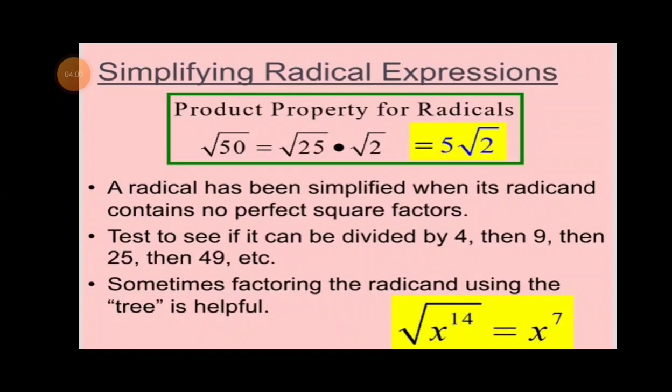A radical has been simplified when its radicand contains no perfect square factors. Test to see if it can be divided by 4, then 9, then 25, then 49. Sometimes factoring the radicand using 3 is helpful.